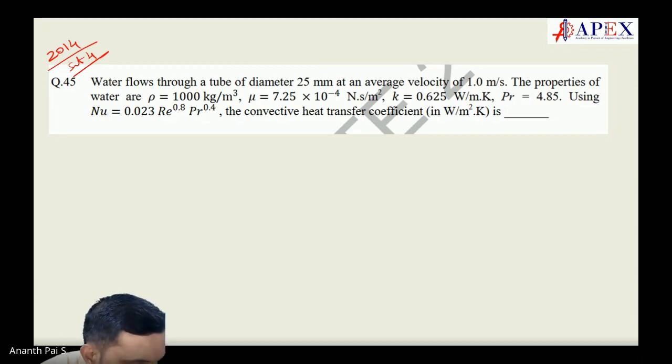There has been a question like: the ratio of momentum diffusivity to thermal diffusivity is Prandtl number, Nusselt number, Biot number, or Lewis number. This question has come in 2015.